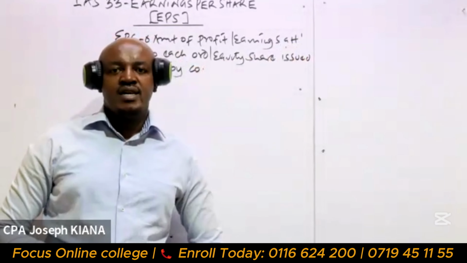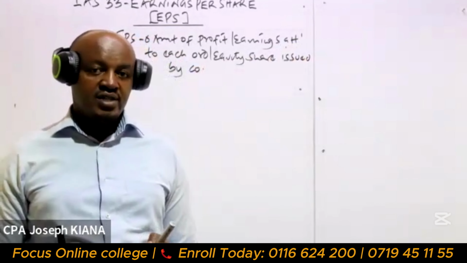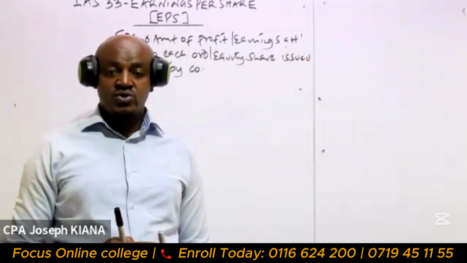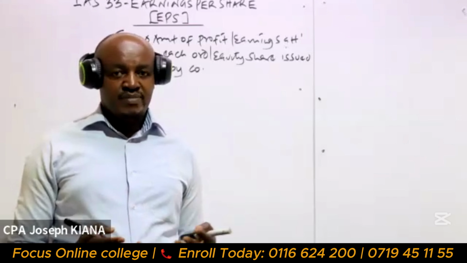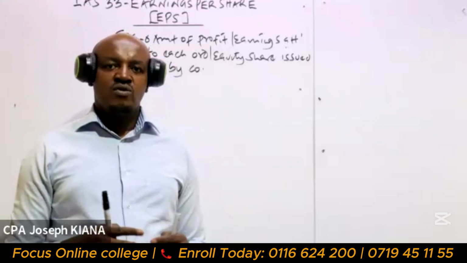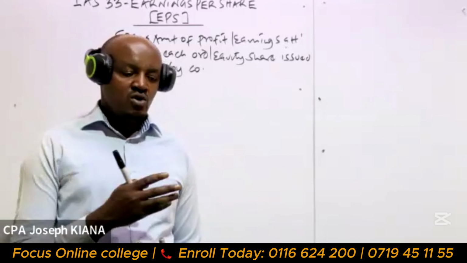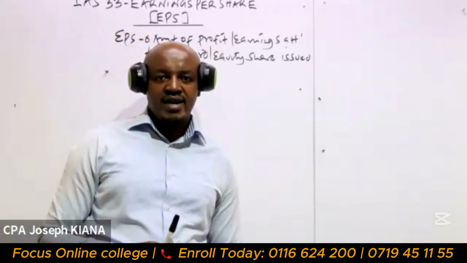Now, this particular standard here, International Accounting Standard number 33, requires all the listed companies. And when we talk about listed companies, we are talking of those companies whose shares are trading in the securities exchange market. Good examples in our country, Kenya, include companies such as Safaricom, Kenya Commercial Bank, Equity Bank, and so on. All these companies are listed simply because their shares trade in the securities exchange market.